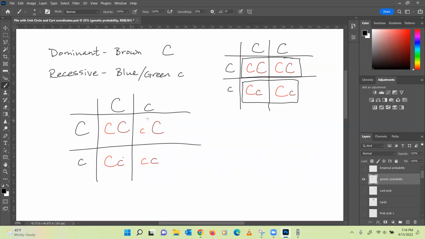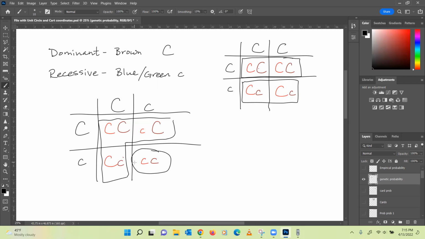We can see that these 3 all have the dominant trait. So they would all carry forward, say, those brown eyes. But this one down in the corner has 2 recessive genes and would therefore have the recessive trait, the blue or green eyes. So while both parents might have brown eyes, one child might have blue or green eyes because both parents had the recessive gene and they passed those on.